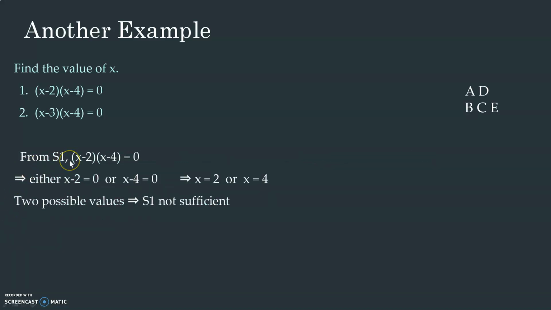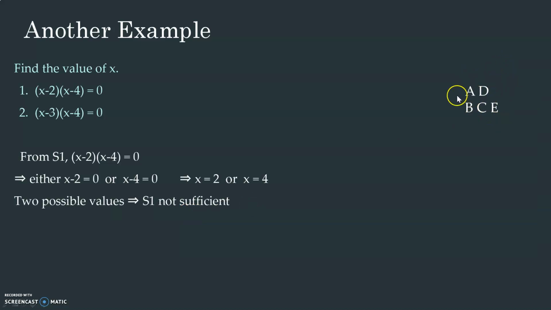Now the first statement tells you (x - 2)(x - 4) = 0. Product of two terms is equal to 0, which means either one of them can be 0. So either x - 2 is 0 or x - 4 equals 0, which leaves you with either x equals 2 or x equals 4. Now, this gives you two possible values of x, and we know if we are looking for a value, it has to be a unique value. Only then the statement is considered sufficient. Since it is not a unique value, we will say statement 1 is insufficient to answer the question.